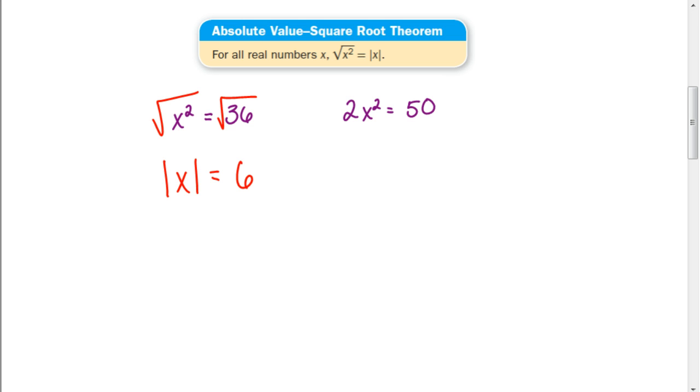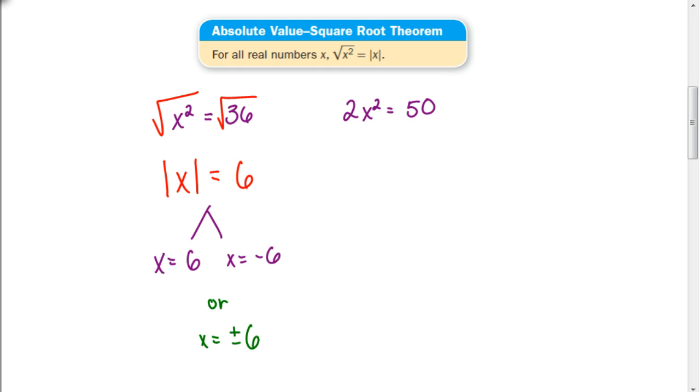So there's actually two numbers I could take the absolute value of to get 6 as my answer. I could take the absolute value of negative 6 and get 6, or I could take the absolute value of positive 6 and get 6. There's two possible answers here, 6 and negative 6. Because again, if I put either one of these values in the absolute value, I'm going to get 6 as my answer. Or another way to write your answer would be to just simply write it as x equals a positive or negative 6. Let's look at this other example.